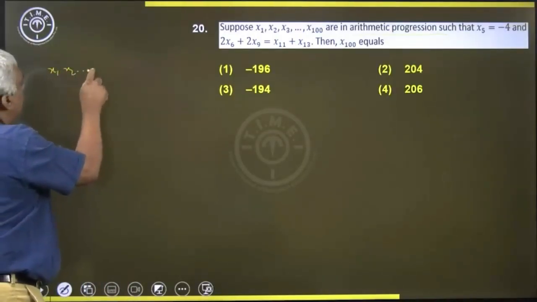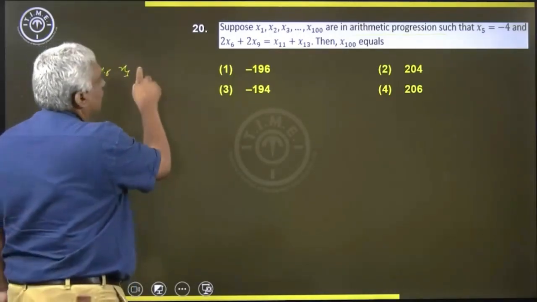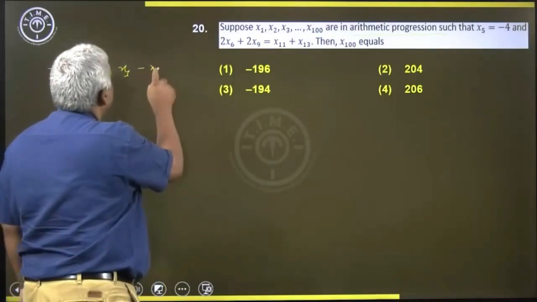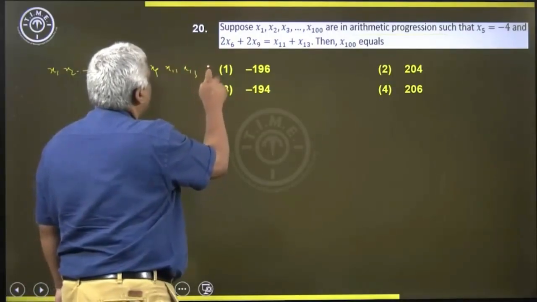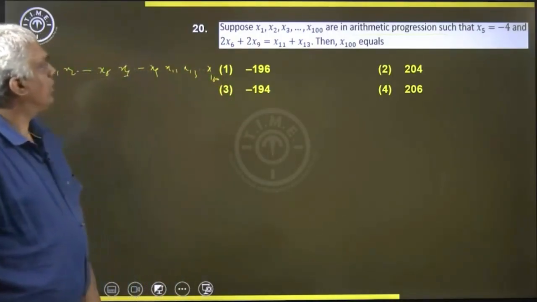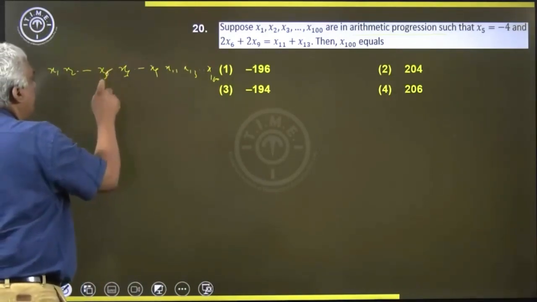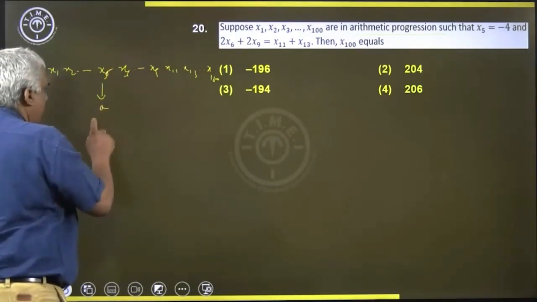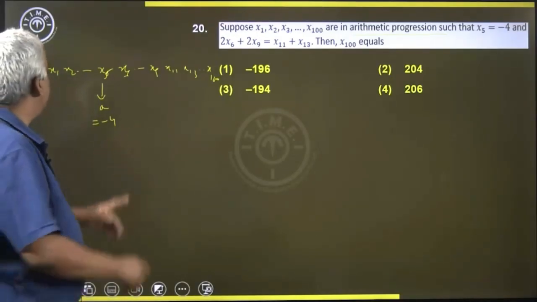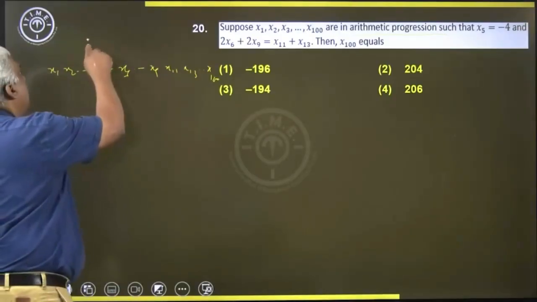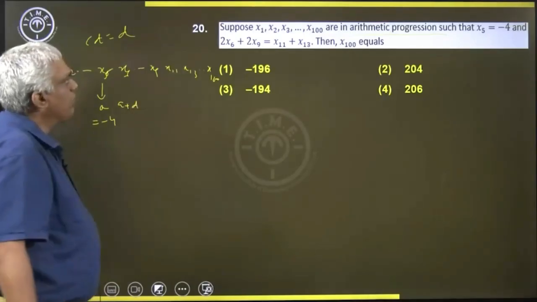x1, x2 dot dot dot x5, then we have x6, dot dot x9, then x11, x13 dot dot dot x100, they are all in AP, and we are given that x5 is minus 4. Let's say x5 I'm calling A, so A is given as minus 4. Let's say the common difference is D, so x6 will be A plus D.